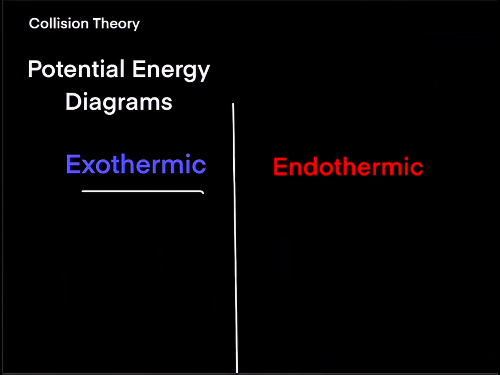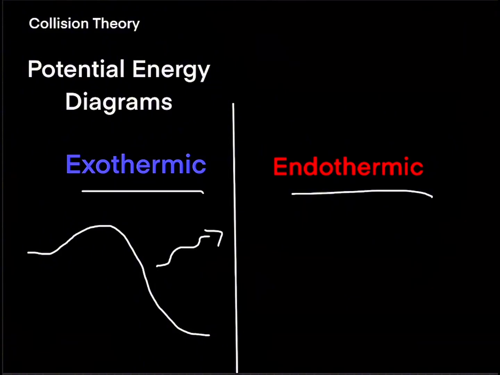There are two types of reactions, an exothermic reaction and an endothermic reaction. An exothermic reaction is a chemical reaction that releases energy, usually in the form of heat or light, to its surroundings. In this type of reaction, the energy required to break the bonds in the reactants is less than the energy released when new bonds are formed in the products.